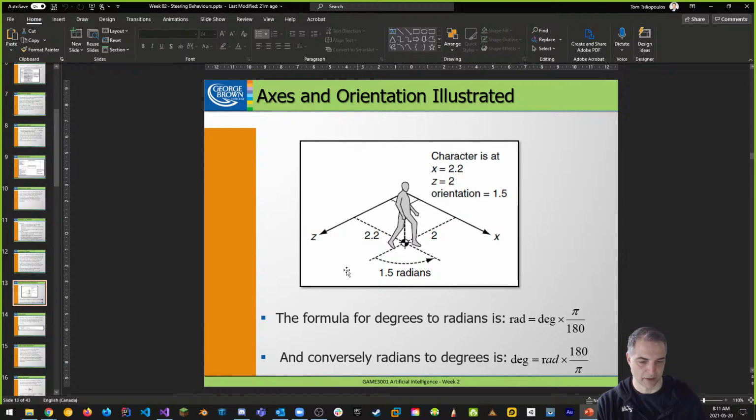One thing to note is the formula for degrees to radians: 1 radian is a degree multiplied by pi over 180, and 1 degree is a radian multiplied by 180 over pi. Those things are built into our framework, rad to deg and deg to rad. We have those macros built in there, so it's easy for us to use.